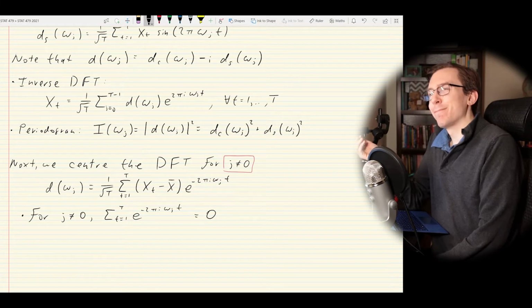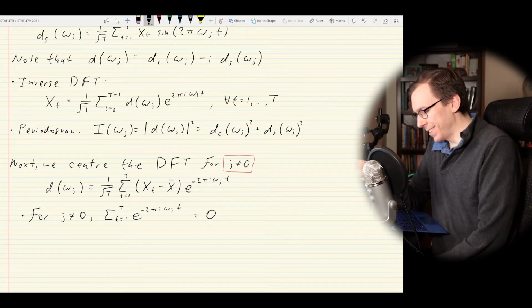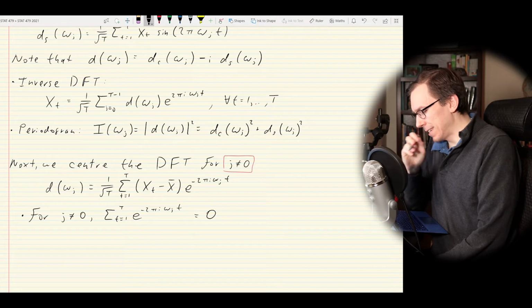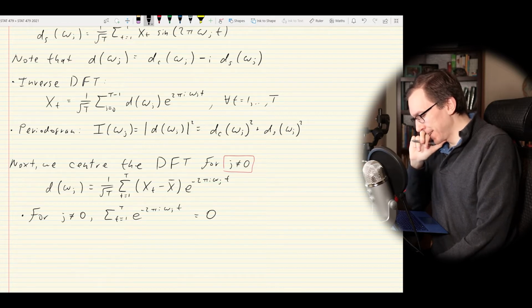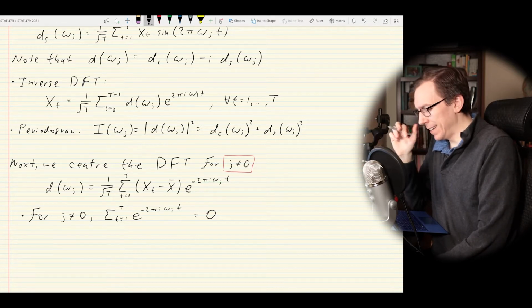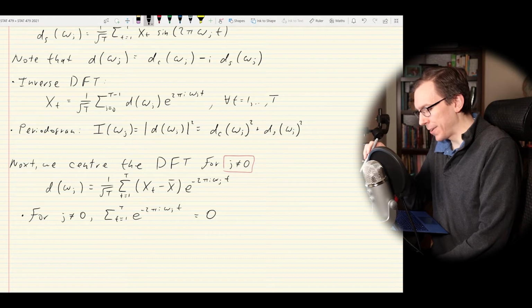Now you can kind of imagine this. Well, let's see. What's the best way to do this? I guess 2 pi omega j is going to give us some fraction of the unit circle, and t is just going to walk around it.